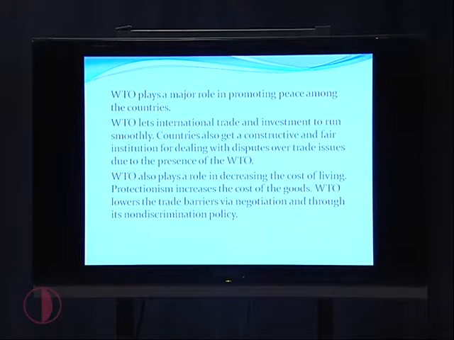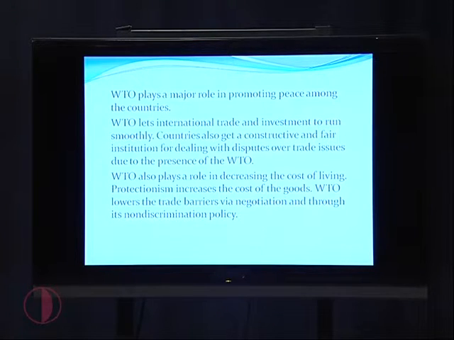At this moment, the WTO plays a major role in promoting peace among the countries. The WTO lets international trade and investments run smoothly. Countries also get a constructive and fair institution for dealing with disputes over trade issues due to the presence of the WTO.